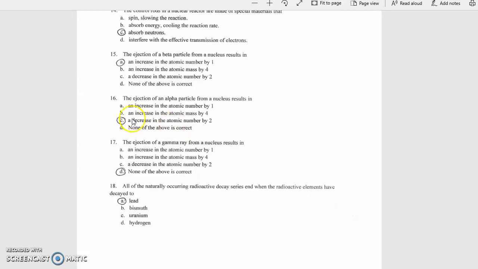15. The ejection of a beta particle from the nucleus results in an increase in the atomic number by 1. The ejection of an alpha particle from the nucleus results in a decrease in the atomic number by 2. The ejection of a gamma ray from the nucleus results in none of the above. It doesn't change the atomic mass or the atomic number. All of the naturally occurring radioactive decay series and the radioactive elements have decayed to lead. Lead is what they finally end up as.